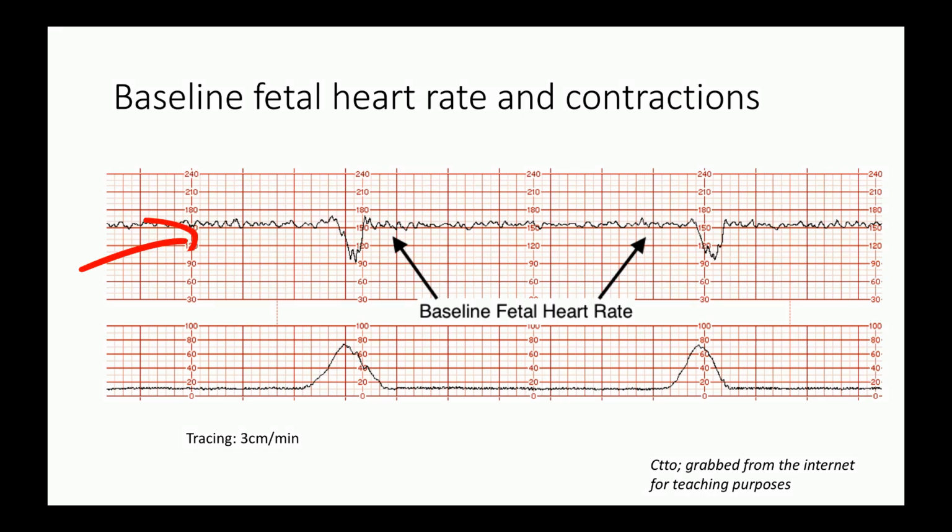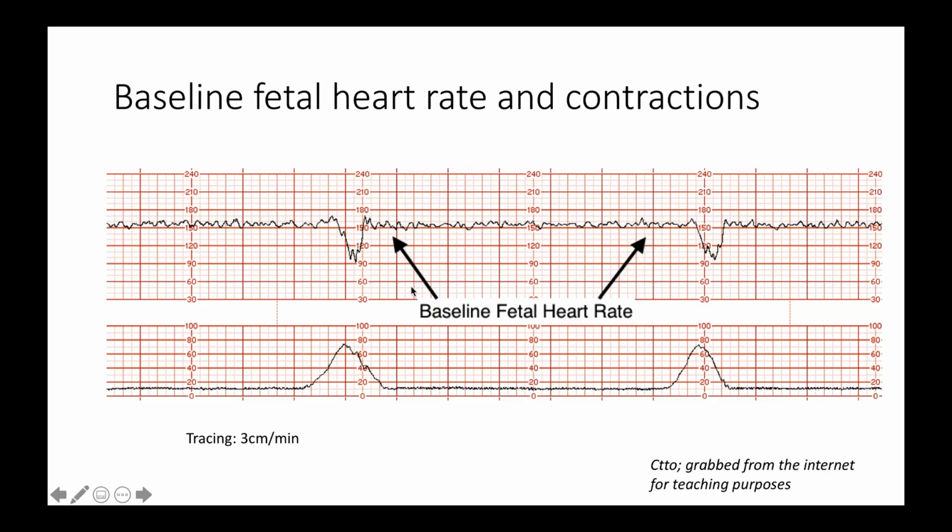In the upper panel, we have the fetal heart rate, and in the lower panel, we have the uterine contractions. Let's first tackle the baseline fetal heart rate. As you can see here, this is our baseline fetal heart rate, which is 150 to 160 beats per minute. We use these numbers as the basis of our measurement of the fetal heart rate. We usually report fetal heart rate using a range of numbers. For this case, it's 150 to 160 beats per minute.